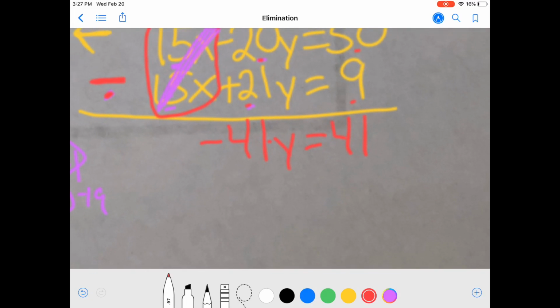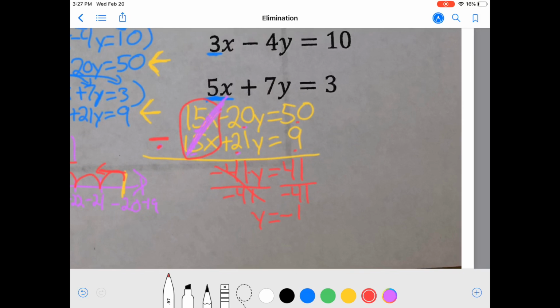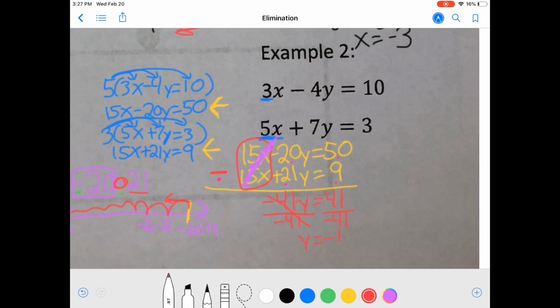Then we have multiplication between negative 41 and y, so we want to divide by negative 41 to get y by itself. The negative 41s cancel out, and we're left with y equals negative 1. Now that's only half of it. Our solution, again, is going to be an x and y value. And we've already found y is negative 1.